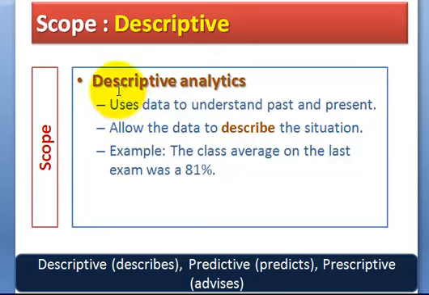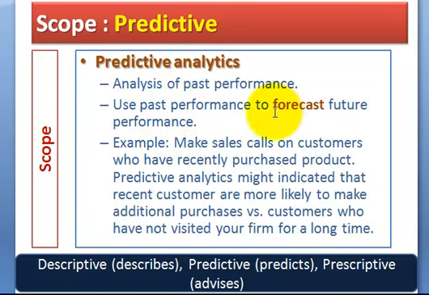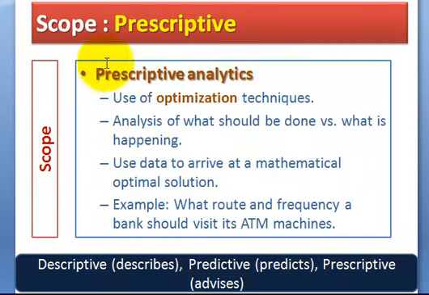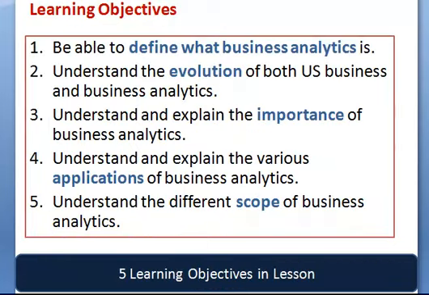Just a quick summary. Descriptive analytics, they describe the situation. Example, the class average on the test was an 81. Predictive analytics, we use to forecast, right? Which salespeople should I call on? Where should I go? Prescriptive analytics is where we use optimization techniques. What route? What frequency of banks, ATMs should I visit to maximize my collection efforts?